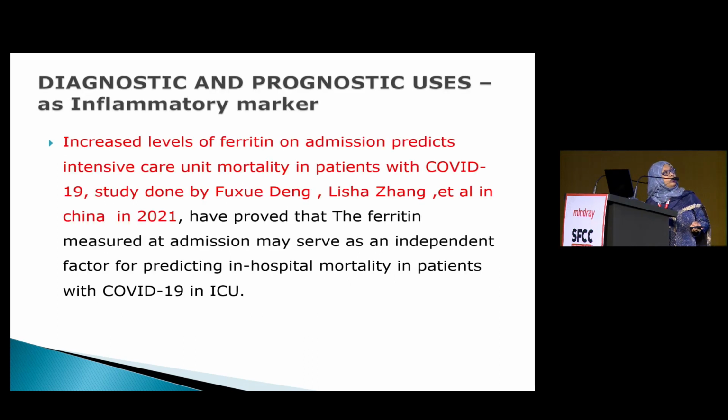And there was one more study done in 2021, and they have shown that ferritin measured at admission may serve as an independent factor for predicting in-hospital mortality in patients with COVID-19 in the ICU. So it was even shown that it is not only a diagnostic but also a prognostic marker.